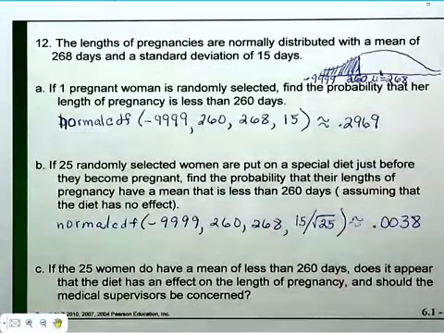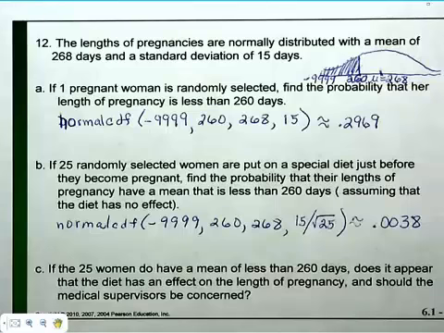About 30% of individual women have pregnancies or have babies a week early. But if we look at groups of 25, the probability that the average length is less than 260 is now down to less than 0.5%. 0.0038 is 0.3% or 0.4%, less than 0.5%.